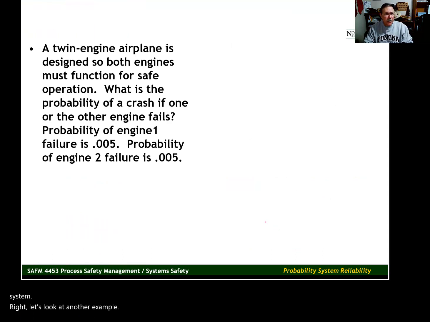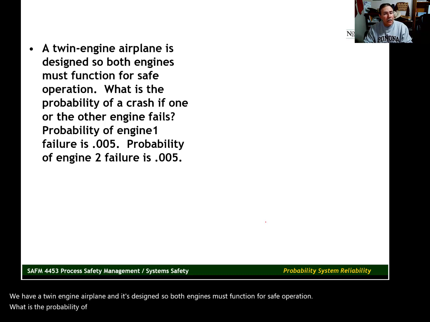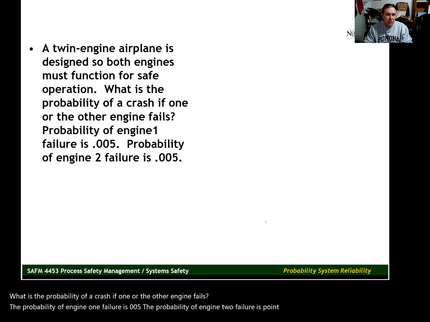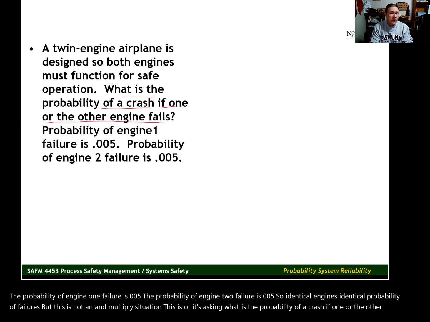We have a twin-engine airplane, and it's designed so both engines must function for safe operation. What is the probability of a crash if one or the other engine fails? The probability of engine 1 failure is 0.005. The probability of engine 2 failure is 0.005. So identical engines, identical probability of failures. But this is not an and multiply situation. This is or. It's asking what is the probability of a crash if one or the other engine fails. This is an addition rule situation.